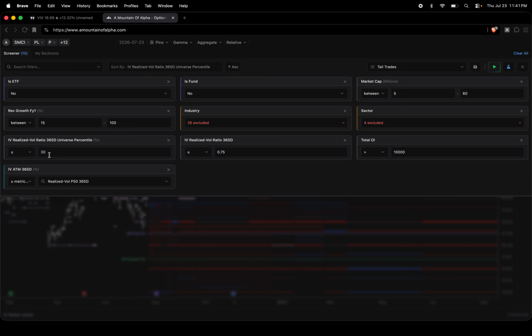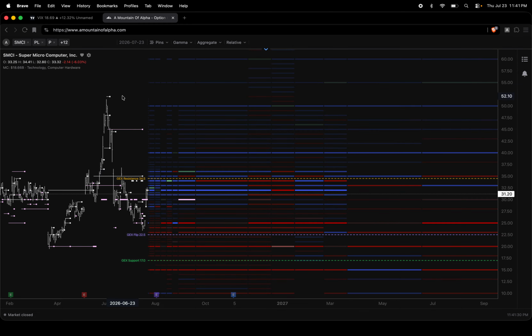But I did increase the universe percentile to less than 30. Now, this doesn't have a tremendous impact, but it does help reduce your drawdown because, well, you want to buy something that's lowest relative to the market. That way your drawdown would hence be less, right? You're buying things that have less vol.